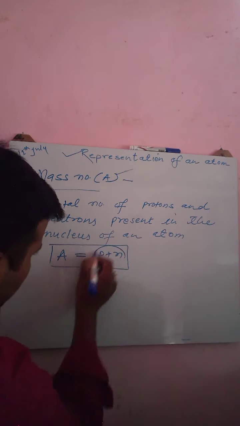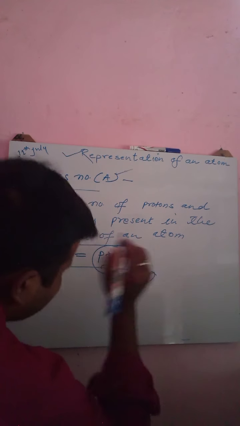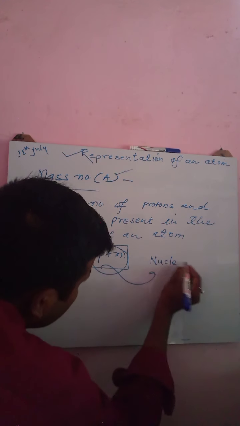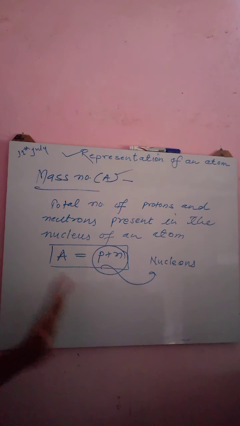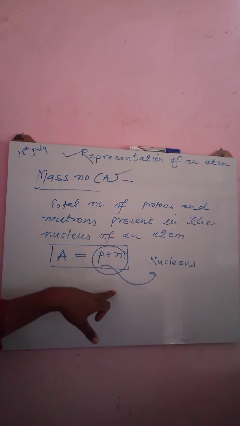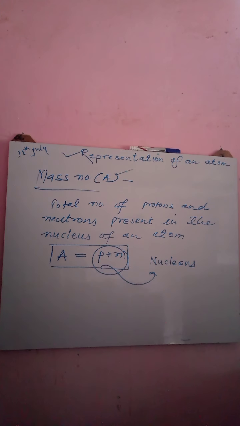Collectively, this P plus N is known as nucleons. Scientist Ernest Rutherford in his atomic model told that protons and neutrons are collectively nucleons. Clear? So the collective name of protons and neutrons in the nucleus of an atom is called nucleons. Sometimes a definition is asked: what do you mean by nucleons?